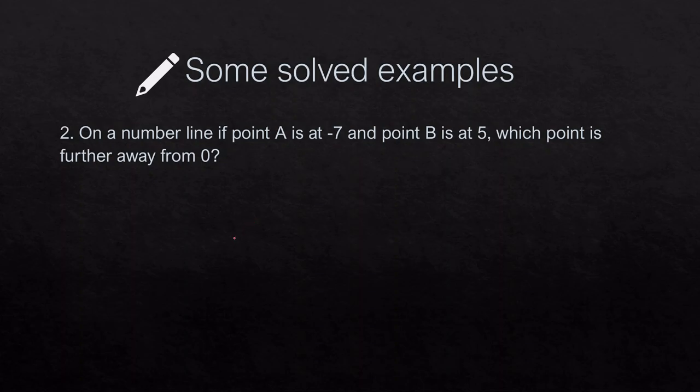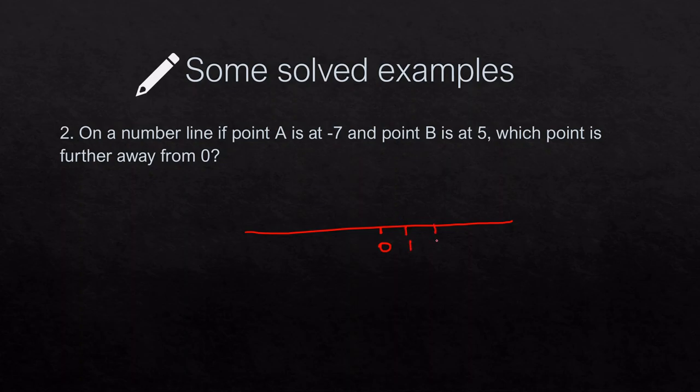Now take the second example. On a number line, if point A is at -7 and point B is at 5, which point is further away from 0? If you can understand, you can tell it simply that -7 is 7 steps away from 0, whereas point B, that is 5, is 5 steps away from 0. Then which point is further away? It is the -7. So we can draw and tell that this is the case.